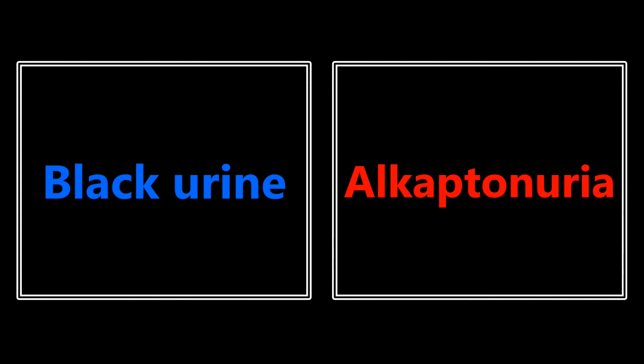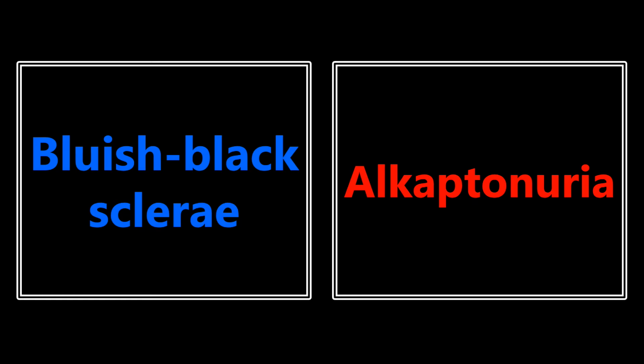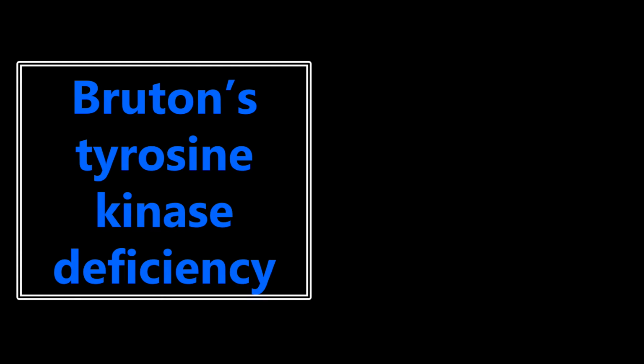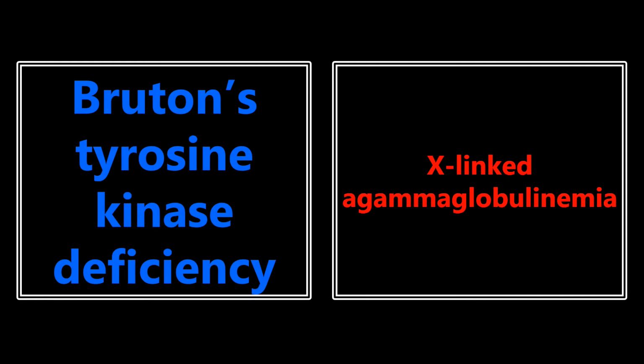Black urine. If you see a patient with black urine, you want to be thinking about alkaptonuria. And going along with that, bluish black sclera. If a patient has those, you also want to be thinking about alkaptonuria in that patient. The next one, a brown tumor. Really, the only time you're going to see this mentioned is if they're talking about osteitis fibrosa cystica. And then Bruton's tyrosine kinase deficiency.